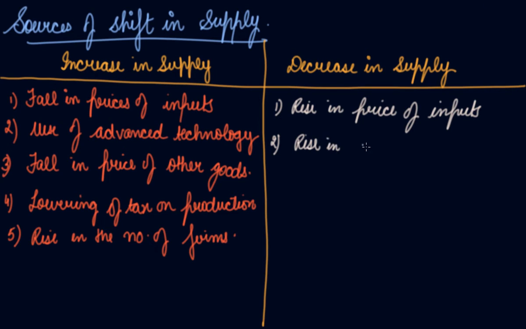Rise in prices of other goods. See, if the price of the other goods have increased, which means the other goods, the substitute is making more profit comparatively what you are making. So what you will do, you will hold your supply until the price of your product increases in the market. So rise in the price of the other good leads to decrease in supply.